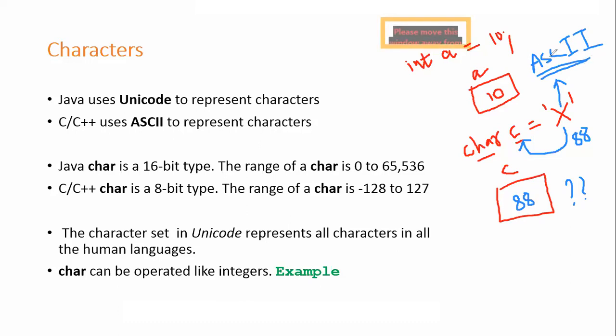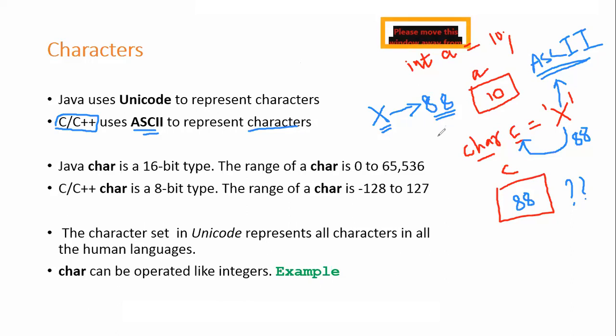Now, listen very carefully. This ASCII value is true with respect to C and C++. That's very, very important. C and C++ use ASCII values to represent characters. That is, character x is represented with an ASCII value of 88. Every character will have a corresponding ASCII value. Now, this ASCII value is true with respect to C++.